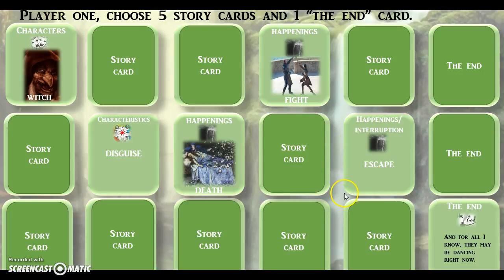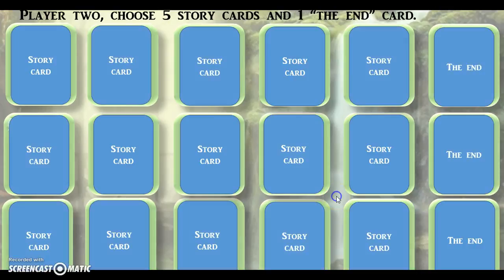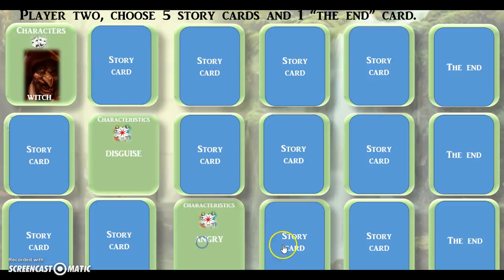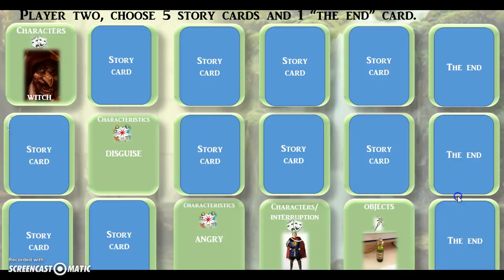So after this first player chooses their cards, they should click the screen for player 2, and then player 2 will sit down. So let's see how that looks. Click it, and now it's player 2's turn. So player 2 sits down in front of the screen. They make their 5 selections and their ending card.